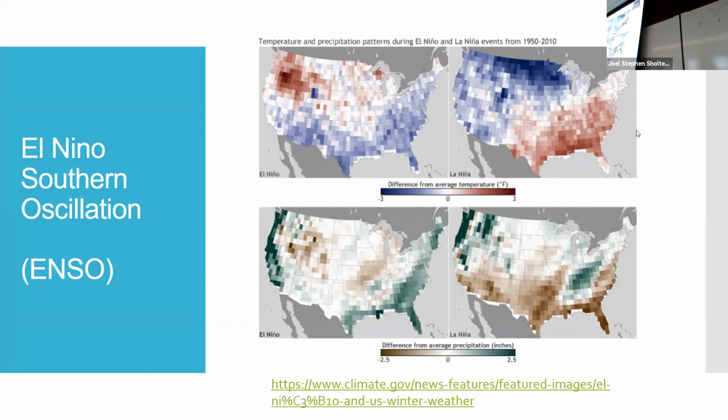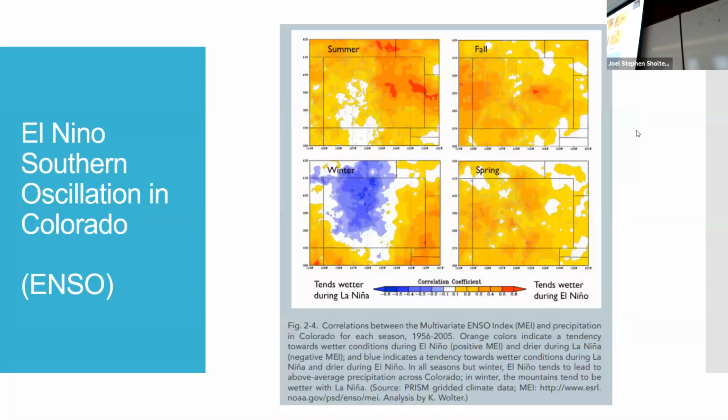And then precipitation is also influenced like it. So you can see during El Nino, it's wetter over here, wetter on the coast during El Nino, and then drier on the interior. But this is kind of like a global scale. Let's look a little more zoomed in.